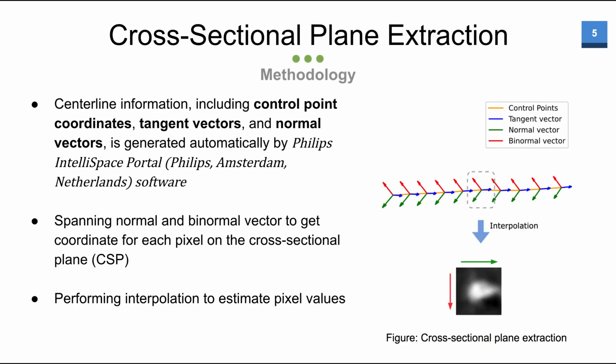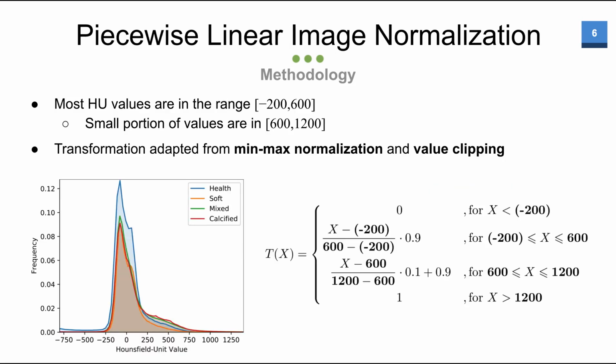For CSP extraction, we first collect control point coordinates, tangent vectors, and normal vectors information from the software. Then we span the normal and binormal vectors to get the coordinate for each pixel on the plane. Finally, we apply interpolation to estimate the pixel value.